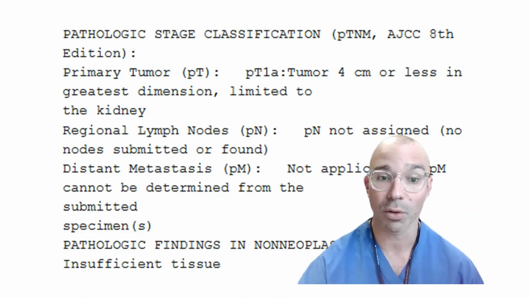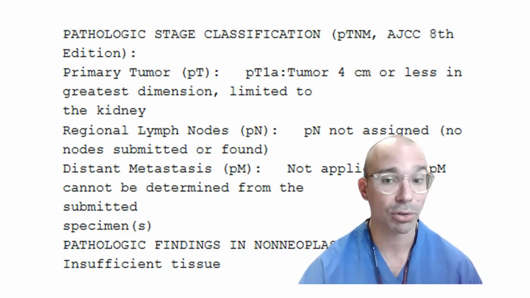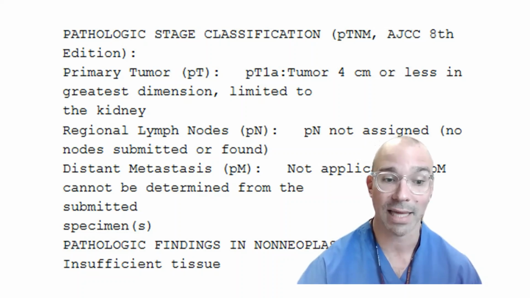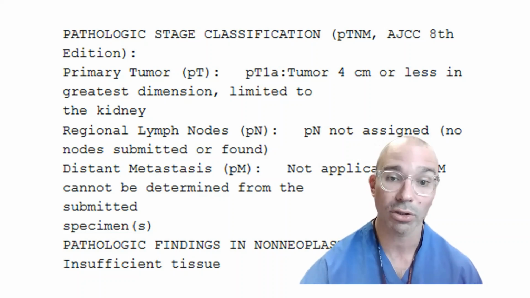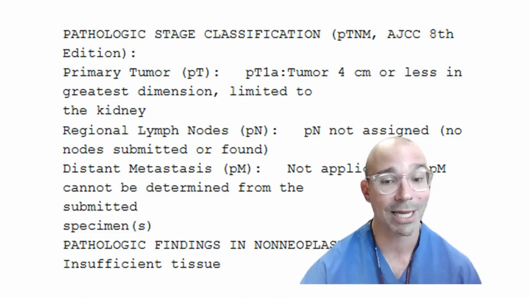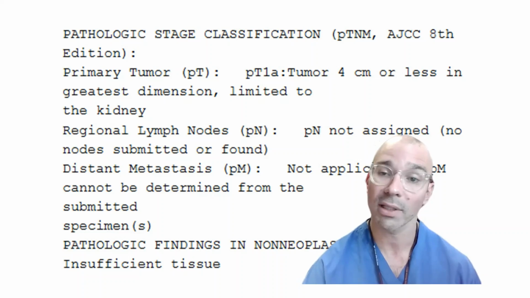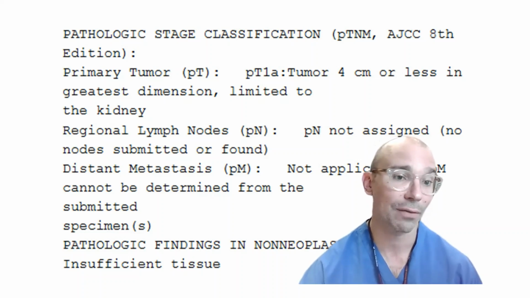Once again, no lymph nodes in this patient because they had a partial nephrectomy and had no suspicious lymph nodes at the time of surgery, and they did not have metastatic disease. So you can see in total, not only is this a T1 tumor, T1A tumor, but this is a stage 1 kidney cancer.